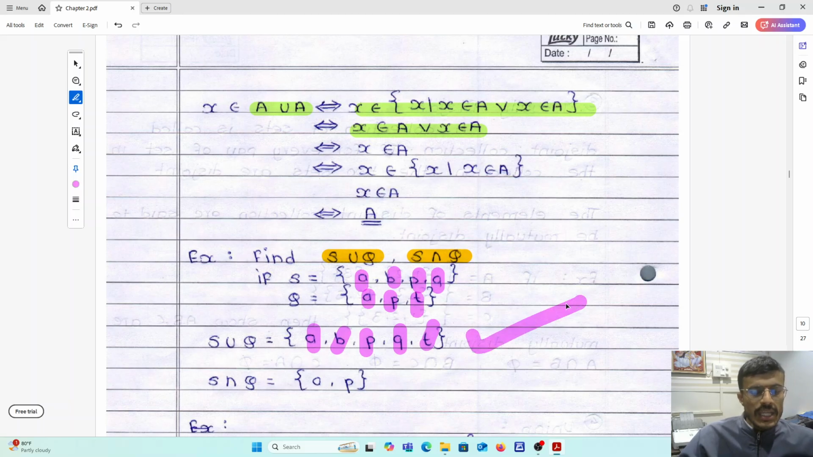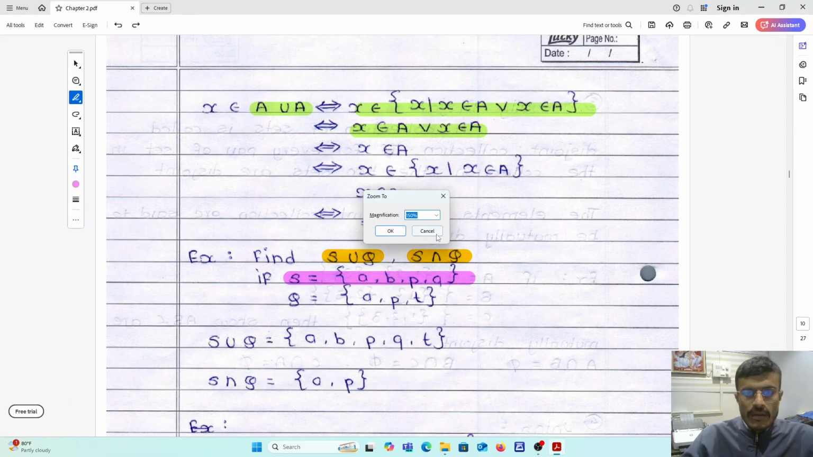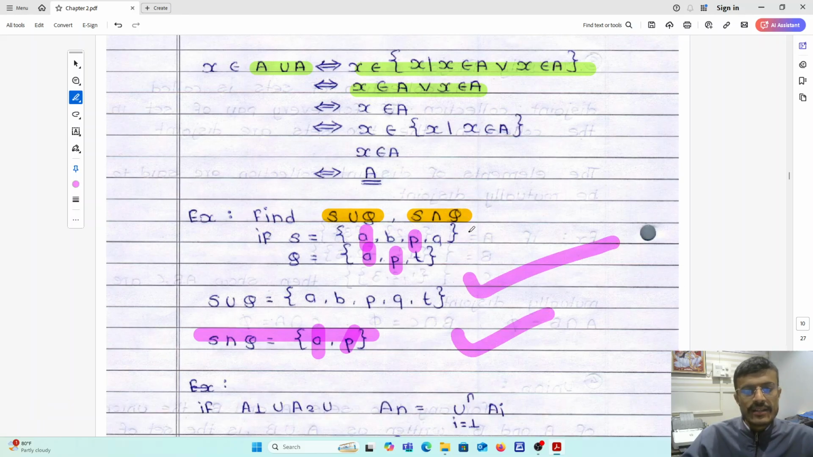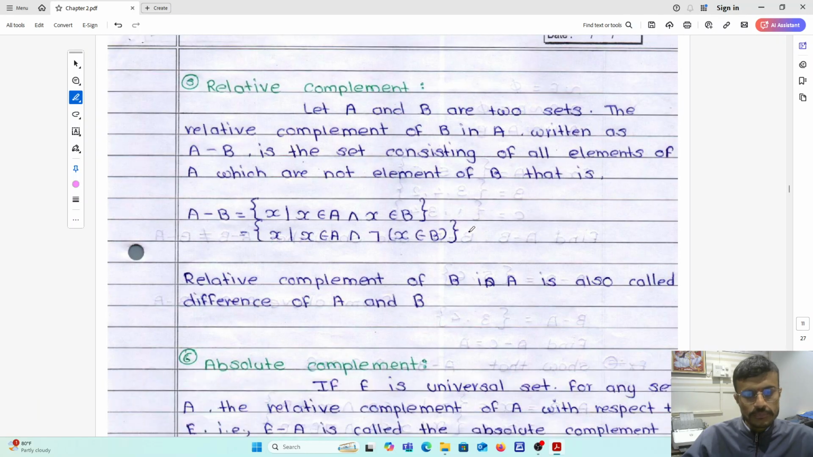Fine. Now in the case of intersection, we have to take only common elements between S and Q. So what are the common elements between S and Q? Simply you can see here: here is A, here is A, we have taken A over here. Here is P, we have taken P over here. So that is nothing but the intersection. This one is intersection, this one is union. Fine. So that is the difference between union and intersection.